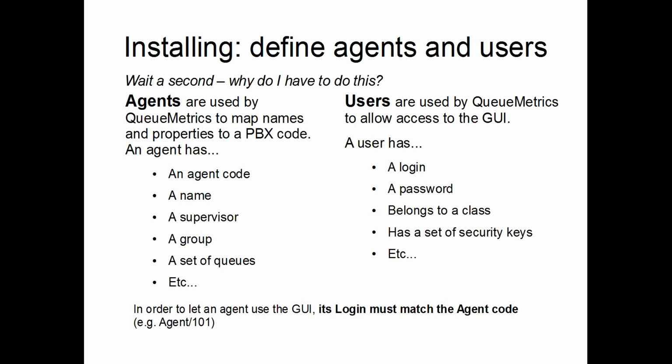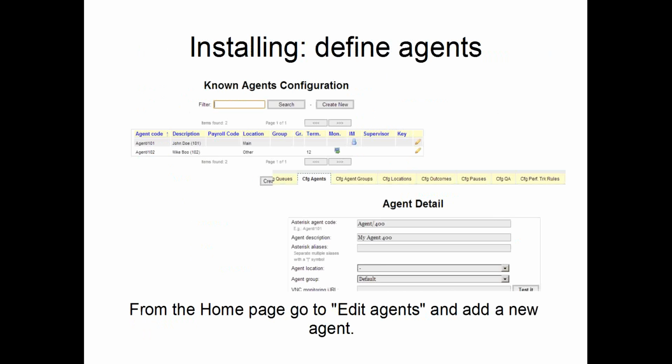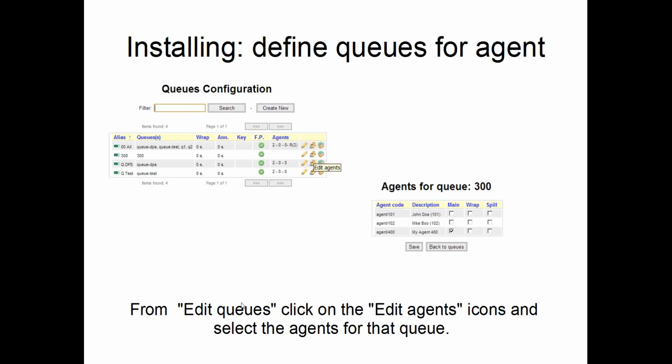But in QueueMetrics these concepts are separate, meaning that you can decide very explicitly who is going to do what, and with a high level of control. So in order to have people connect, you first define them as an agent. So basically you create their agent code like agent 400 here, you enter a name, and you don't need to do anything else for the moment.